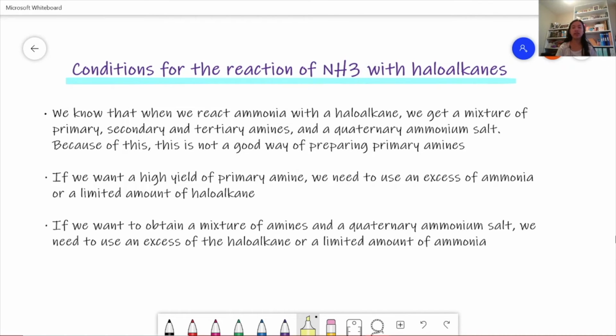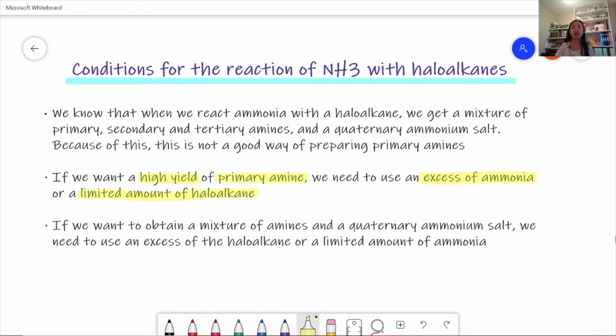Now we're going to look at the different conditions for this reaction of ammonia with haloalkanes that we can have. So we know that when we react ammonia with a haloalkane, we get a mixture of primary, secondary, and tertiary amines, and also a quaternary ammonium salt. And because of this, it isn't a good way of preparing primary amines. And so the general rules are that if we want a high yield of primary amine, we need to use an excess of ammonia. Or alternatively, we could have a limited amount of haloalkane. And this is because this prevents further substitution.